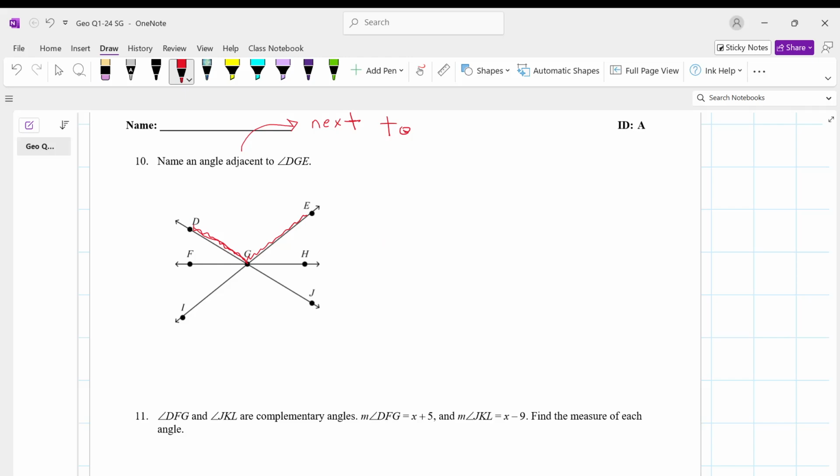So when you take your quiz tomorrow, it's going to be multiple choice. Just check each angle in the offerings. One angle next to DGE would be this angle right here, angle EGH. Another angle would be angle EGJ. Another angle that's adjacent to DGE could be DGF.